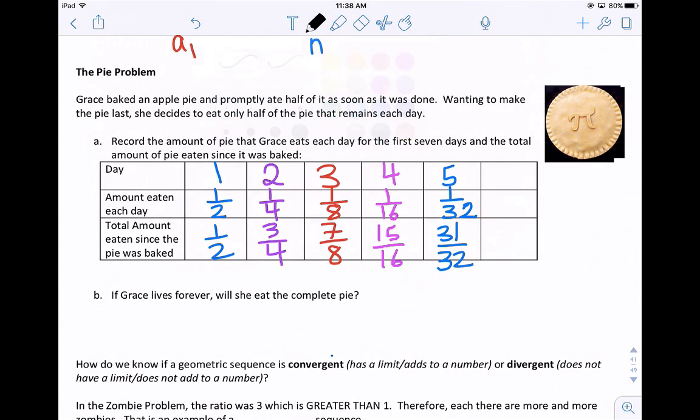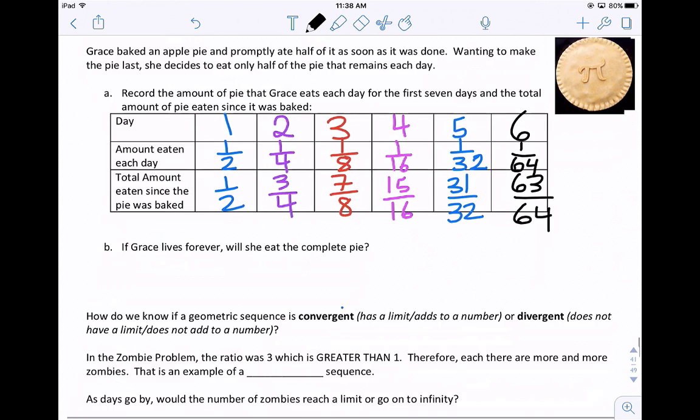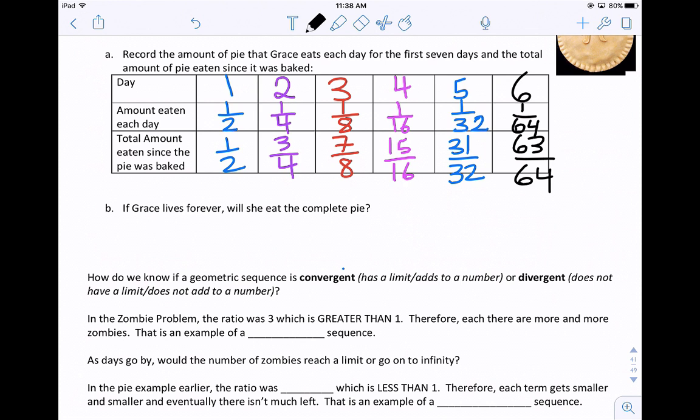And day 6, she eats 1/64 of the pie, which means essentially she eats 63 out of 64ths of the pie. So by day 6, not even by day 7, she's eaten most of the pie. If Grace lives forever, will she eat the complete pie? Essentially, she will. There's only crumbs left.